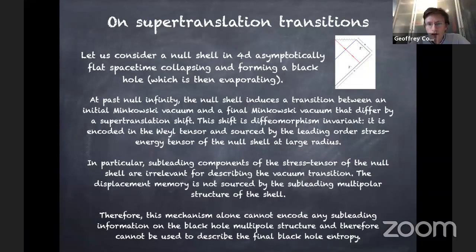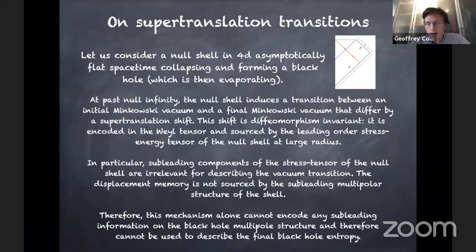So the shift by itself is diffeomorphism invariant, because it's encoded in the Weyl tensor. It is sourced by the leading order stress energy tensor of the null shell at large radius. So it's sourced by the classical piece of the matter. Particularly, the subleading components of the stress tensor of the null shell are not relevant for describing the vacuum transition. So this displacement memory is not sourced by the subleading multipolar structure of the shell.